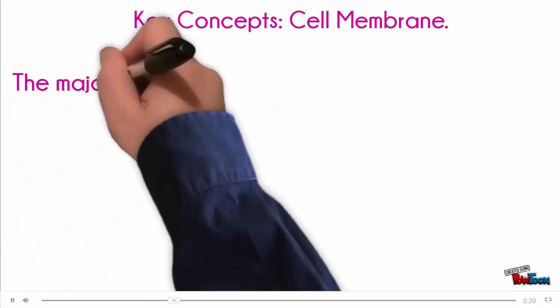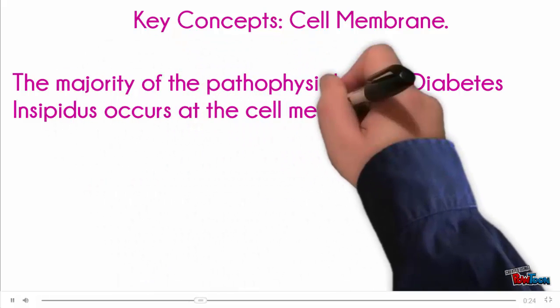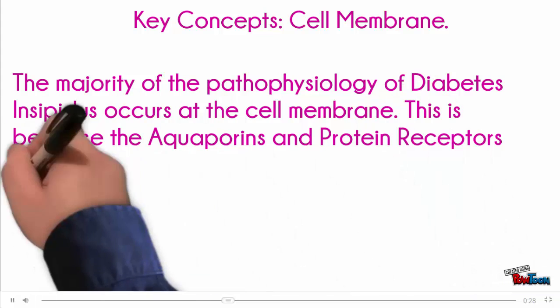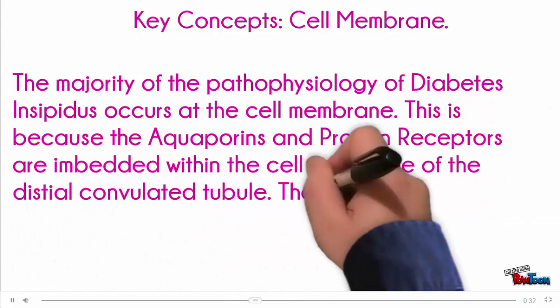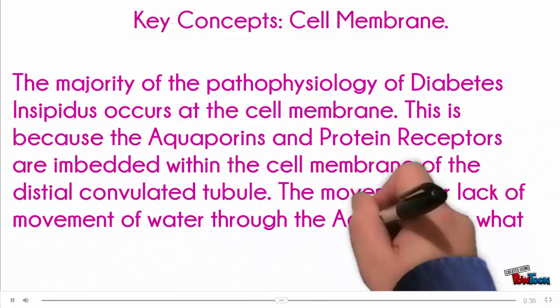Key concepts: the cell membrane. The majority of the pathophysiology of diabetes insipidus occurs at the cell membrane. This is because the aquaporins and protein receptors are embedded within the cell membrane of the distal convoluted tubule. The movement or lack of movement of water through the aquaporins is what causes the major symptoms of diabetes insipidus.